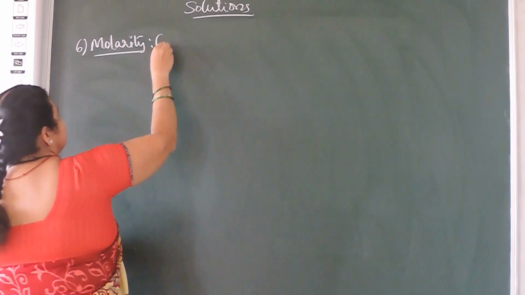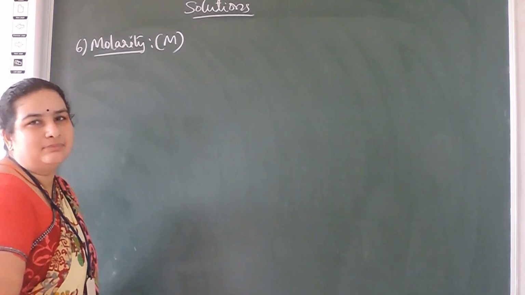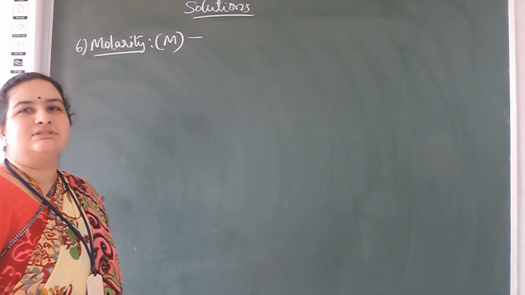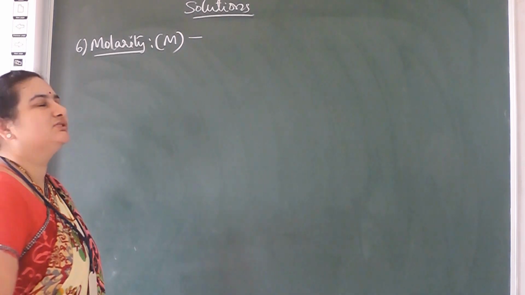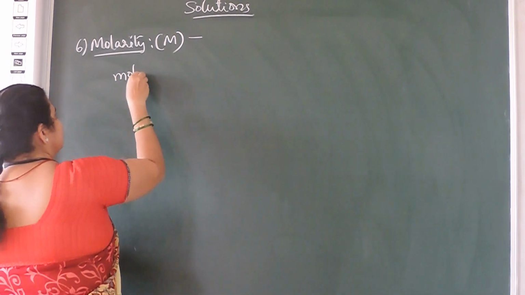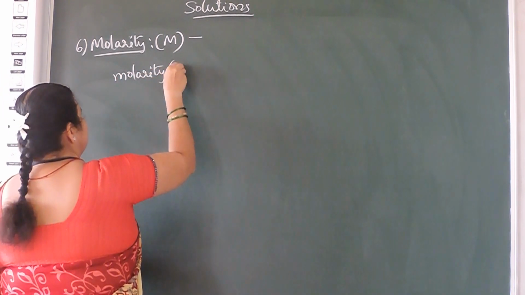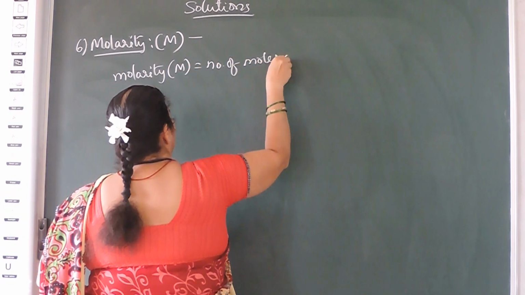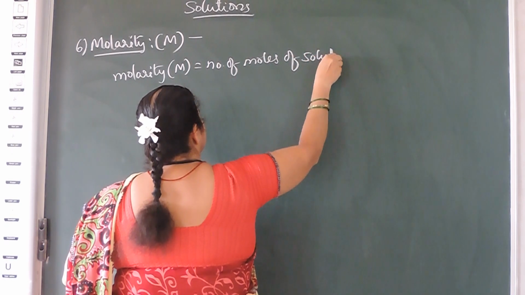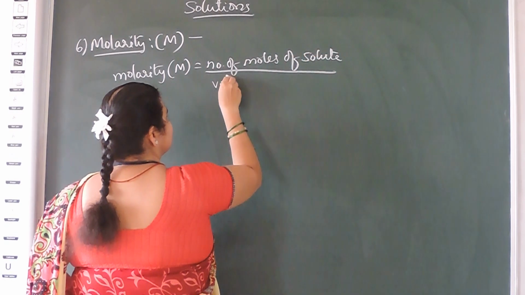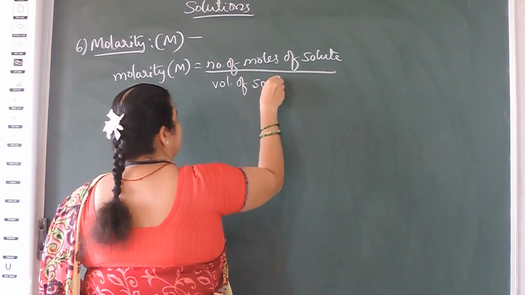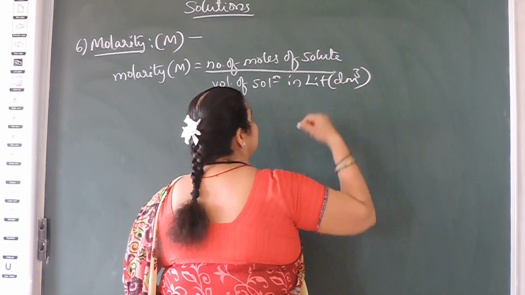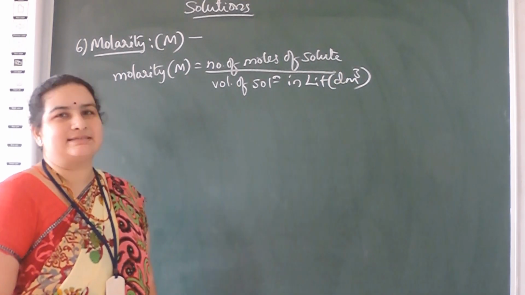Molarity is indicated by the capital letter M, and it is given by the number of moles of the solute present in 1 liter of the solution. So, molarity M is equal to the number of moles of the solute divided by the volume of the solution in liters, which we also call dm cube or cubic decimeter.